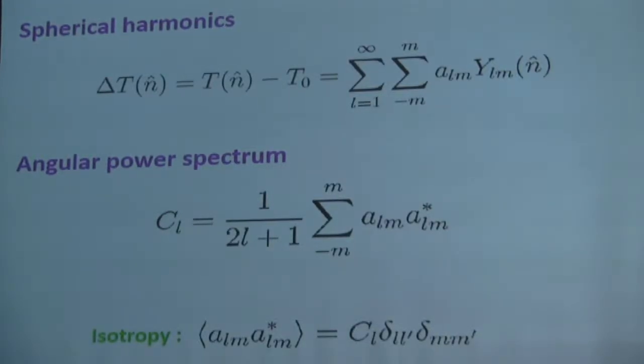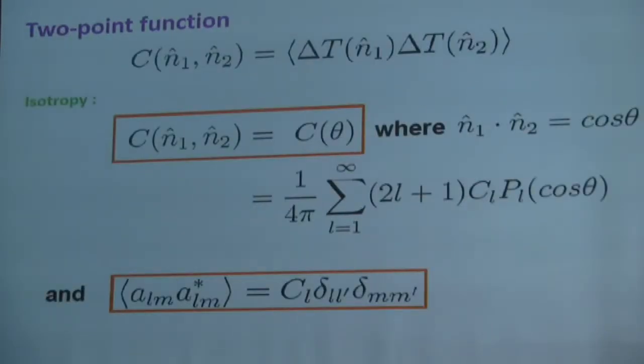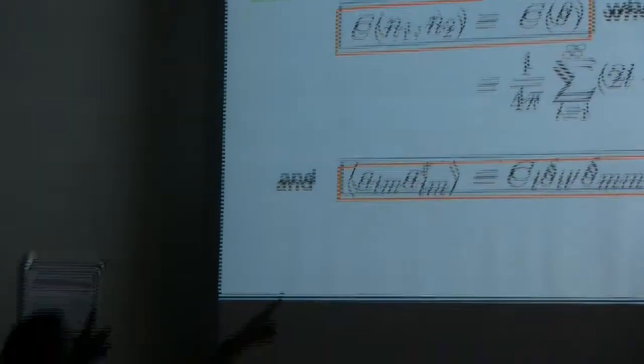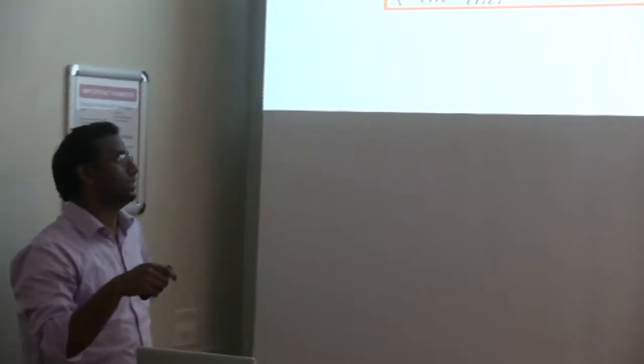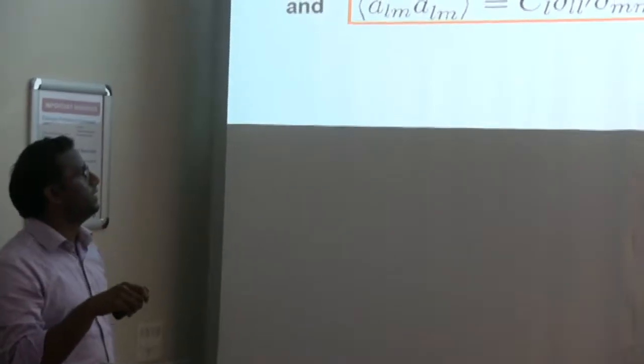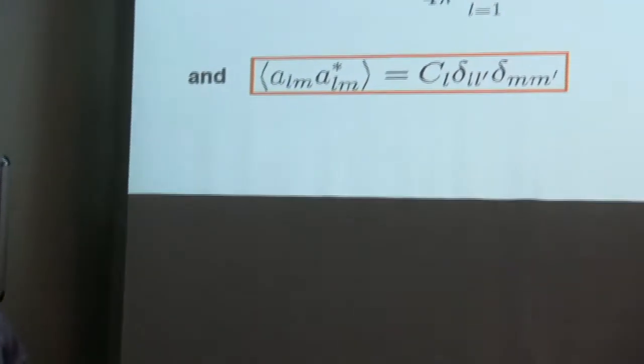So if you have statistical isotropy, then various modes of these ALMs are uncorrelated. If you have isotropy, then the 2-point correlation function essentially depends on the separation between the two directions that you are looking at, and it does not depend on any specific direction, either N1 or N2, in the 2-point correlation function. It just depends on the separation between them. And CL is basically the rotationally invariant quantity if isotropy holds.